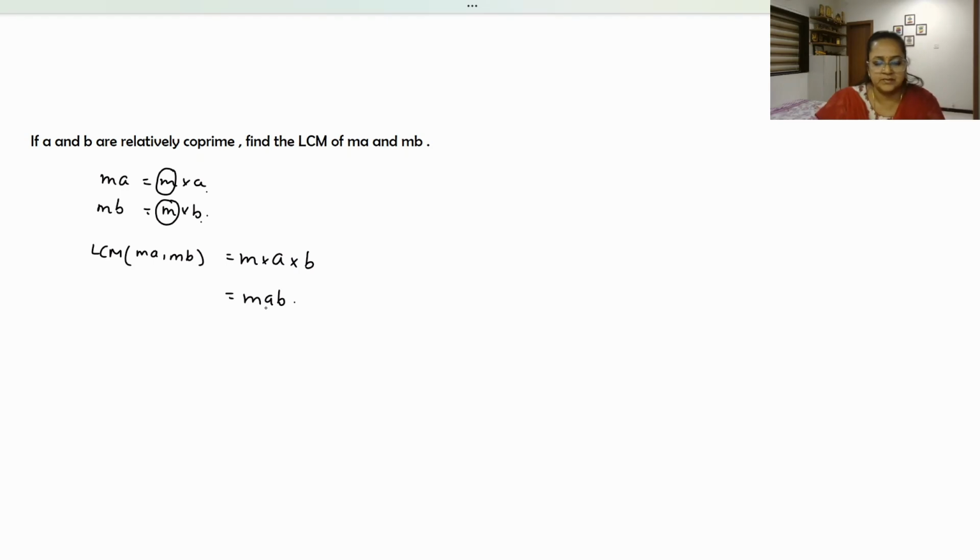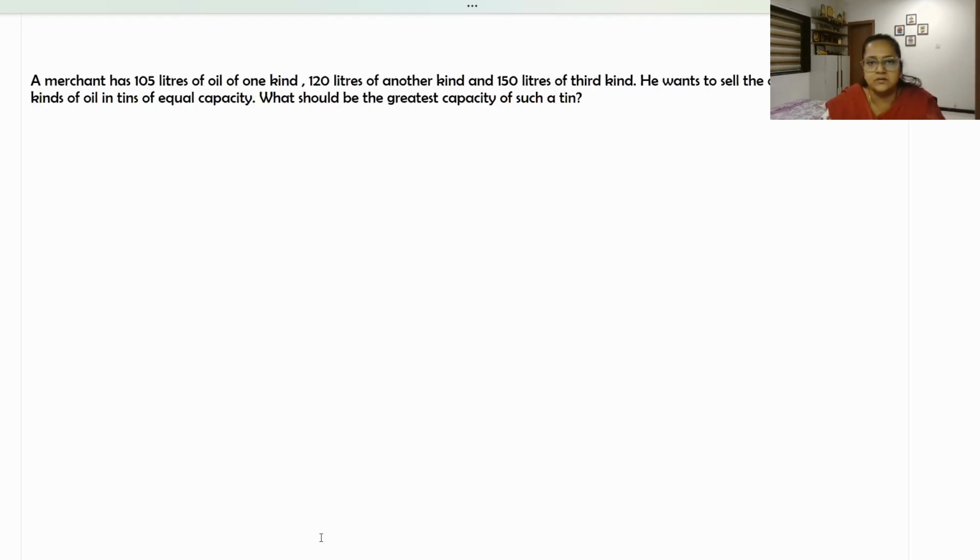Very simple. Don't get confused with the terminology over there that A and B are relatively co-prime. Co-prime means there is nothing common between them. You cannot split A and B into any other factors. I hope it is understood.